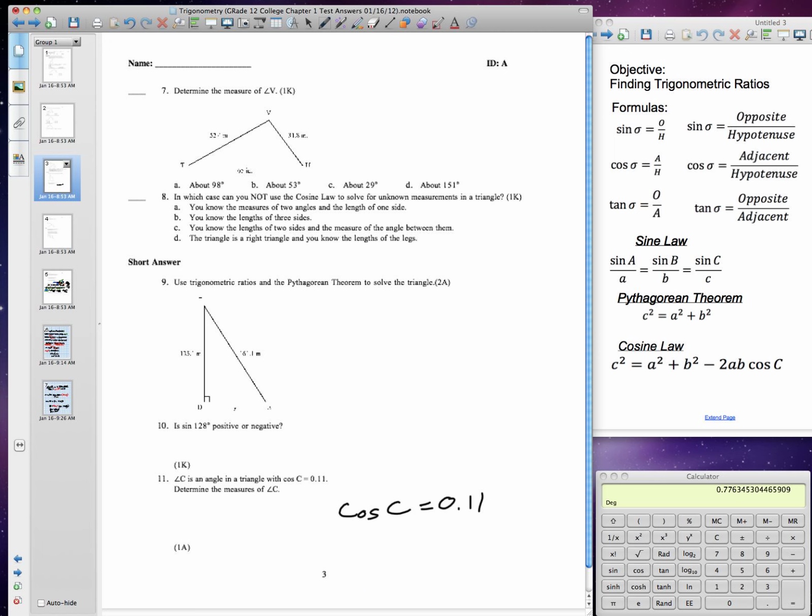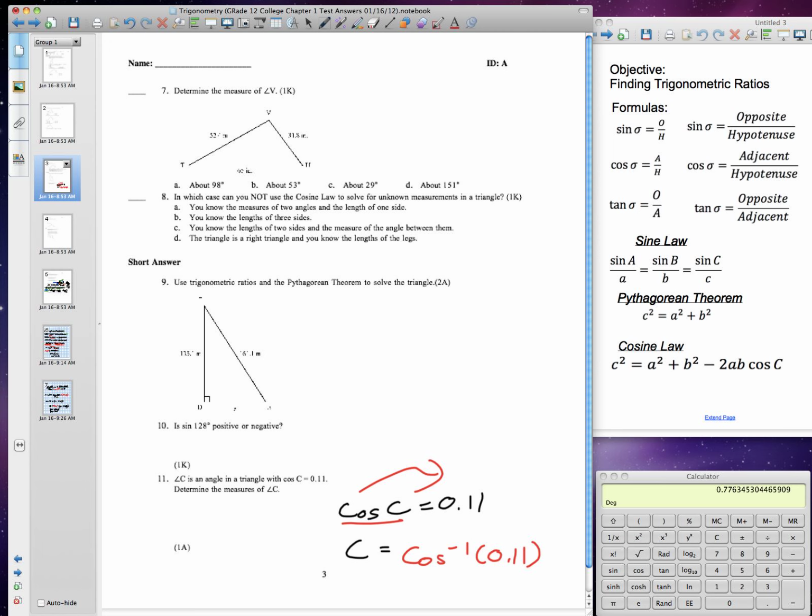What do I got to do here? That's right. I need to move cos to the other side of the equation so that C is by itself. So we get C is equal to cos inverse of that number. So cos inverse of 0.11, 83. So that means angle C is 83 degrees.